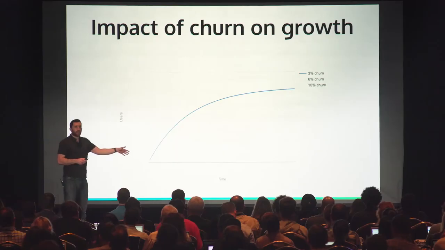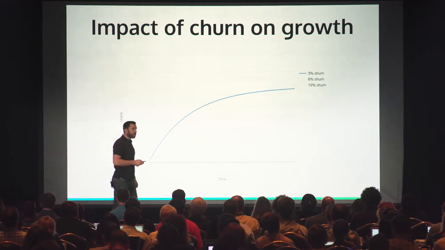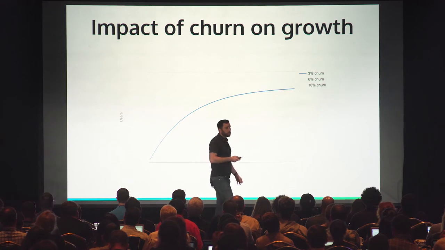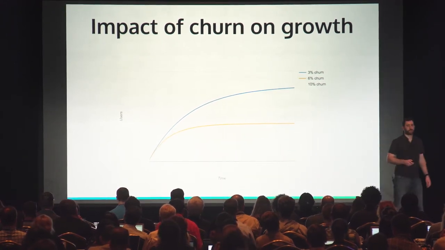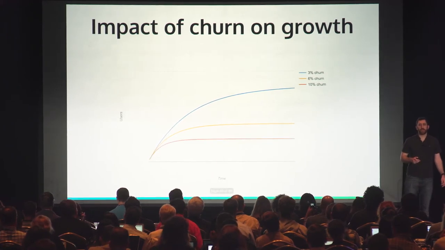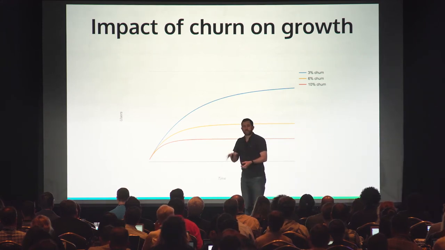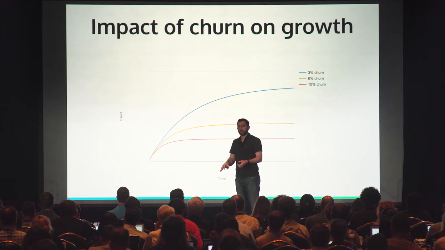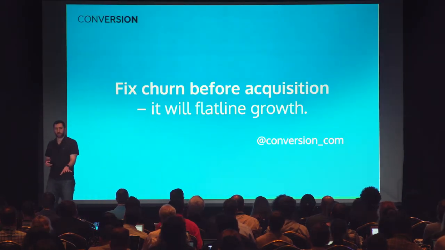With a 3% churn, it will start to level out over time. You can see that curve emerging. But if you dial that up from 3% to 6%, which doesn't sound like an awful lot, you can see it leveling off much faster. And if you go up to 10%, you can see it's going to flatline. And when you hit that point, you're essentially paying money to acquire new users just to stay still. So we need to make sure that we have retention fixed before we focus on acquisition. And the way to do that is to focus on that aha moment.